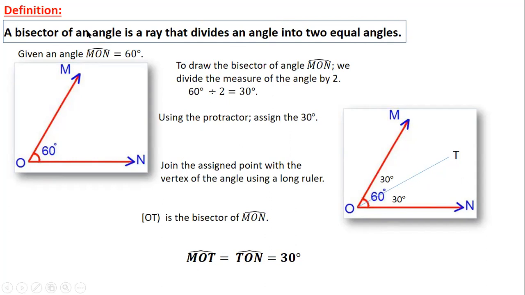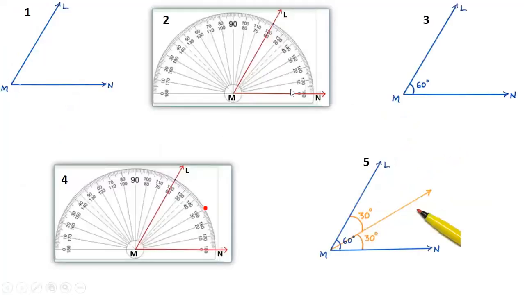Yes, Zen, can you please again read the definition of the bisector of an angle? A bisector of an angle is a ray that divides an angle into two equal angles. Yes, this definition, Zen, you should memorize it, okay? Okay, thank you.